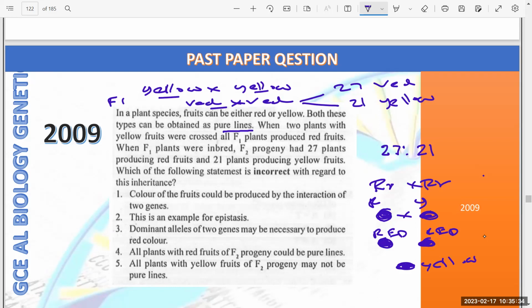So yellow, red, no, sir? Yeah, yellow, red. Yes, yellow. So when they get the yellow and yellow, F1 is red. Then F1 is crossed with red, yellow and red. So all of this does not fit into Mendelian genetics, right? Yeah.